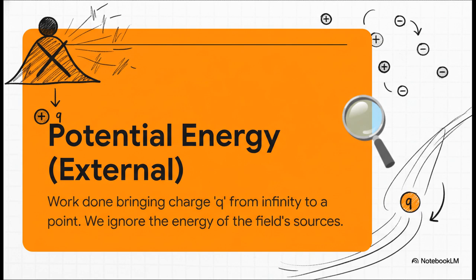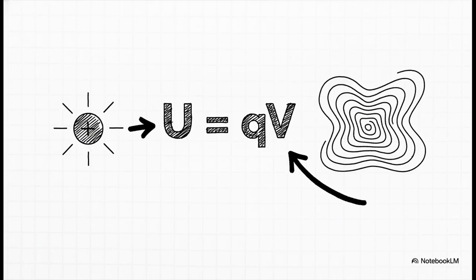it for now. It's kind of like placing a bowling ball on a hill. We only care about the ball's potential energy because of its spot on the hill, not the massive geological work it took to form the hill itself. And this all leads us to a formula that is just beautifully simple. The potential energy is just the charge, Q, multiplied by V.